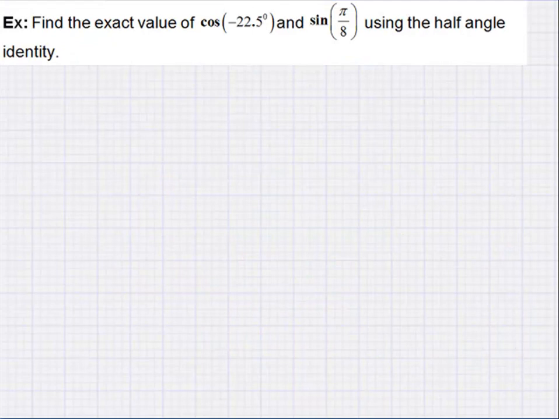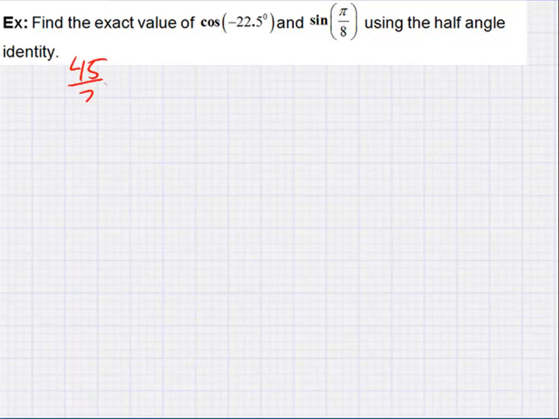Now, unlike the double angle identity, the half angle identity can help us find the cosine, the sine, the tangent of angles we haven't found before. Because half of our special angles do create new angles.